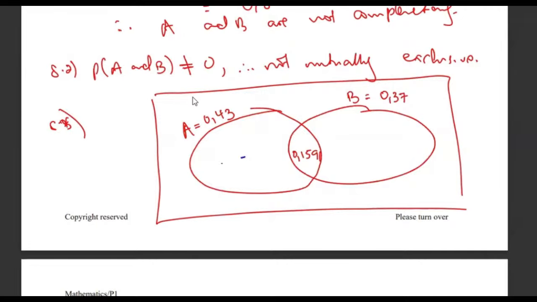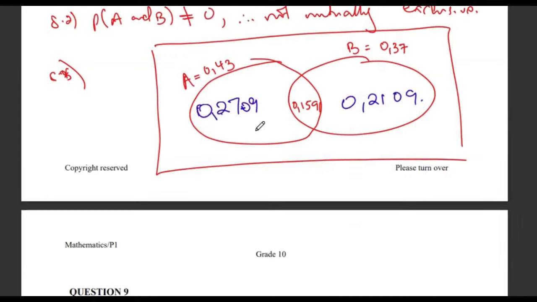Okay, so when we subtract that, let me just get my calculator. So 0.43 minus 0.1591 gives me 0.2709. And then this side, 0.37 minus 0.1591, that gives me 0.2109. Okay, but now if we try to add up everything here, does it give us a 1?